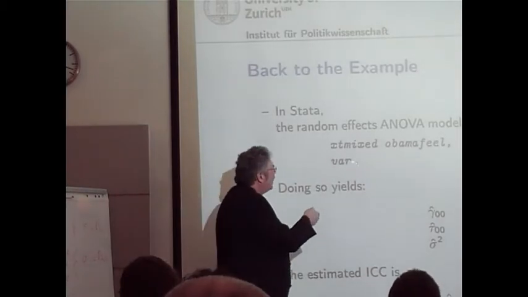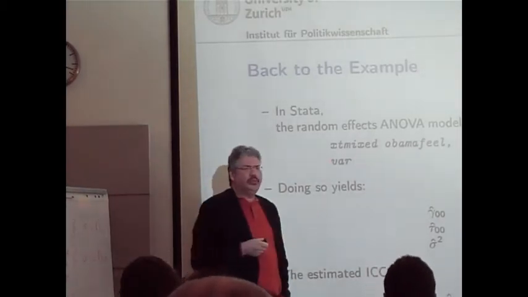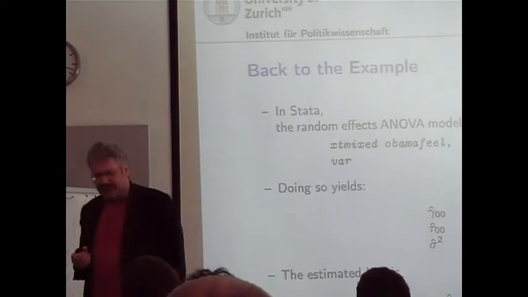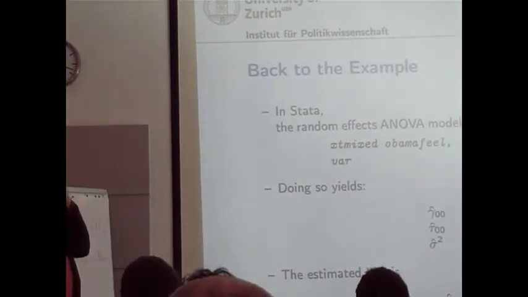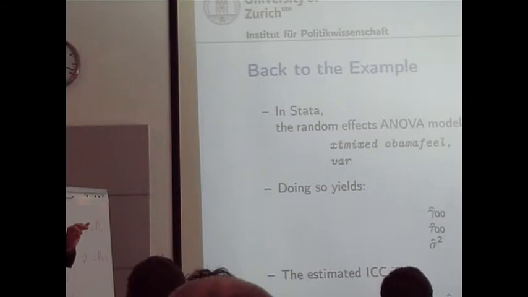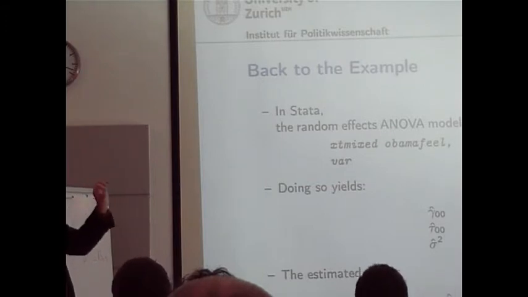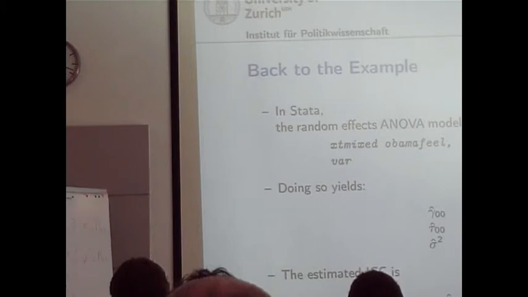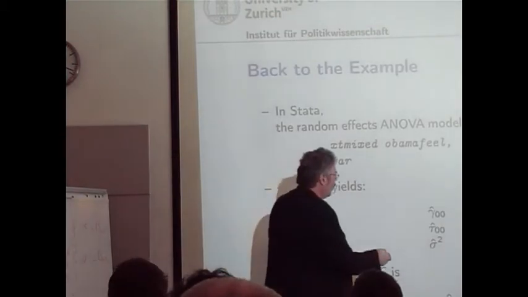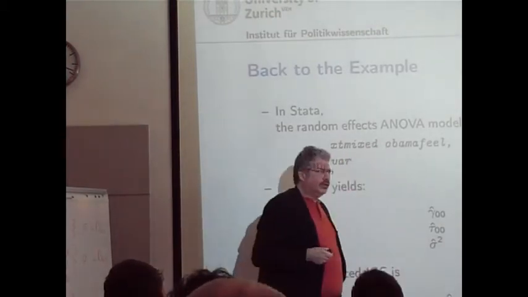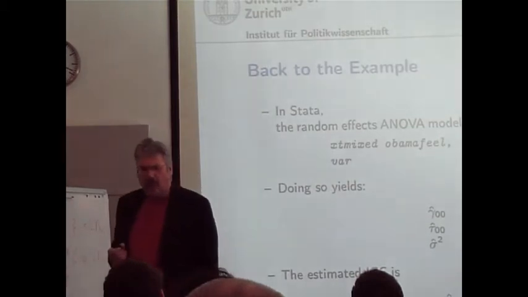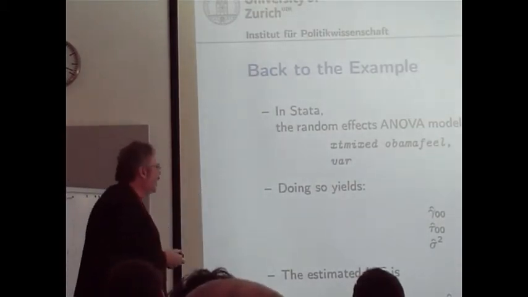And actually, then I usually specify as an option var, which means that Stata reports the level 1 and level 2 error variances as variances, because by default it likes to report them as the square root of the variances, that is the standard deviations. So we get a grand mean of 64.05. So slightly favorable impressions of Obama.